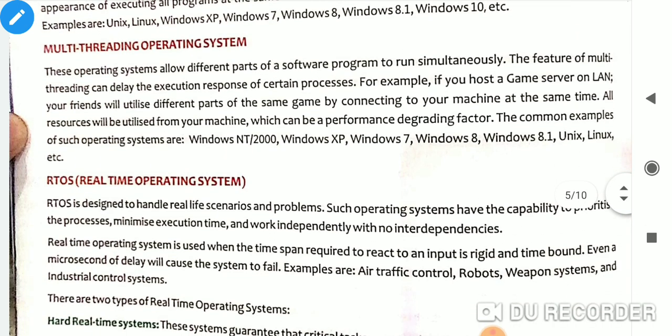Now the next one is multi-threading operating system. What is multi-threading operating system? Any computer system or operating system that allows different parts of a software program to run simultaneously is called multi-threading operating system. Basically, a thread is a part of any computer program. It means a computer program has many parts, and different parts are called different threads. So multi-threading operating system allows different parts of a program to run simultaneously. This feature of multi-threading can delay the execution response of certain processes.